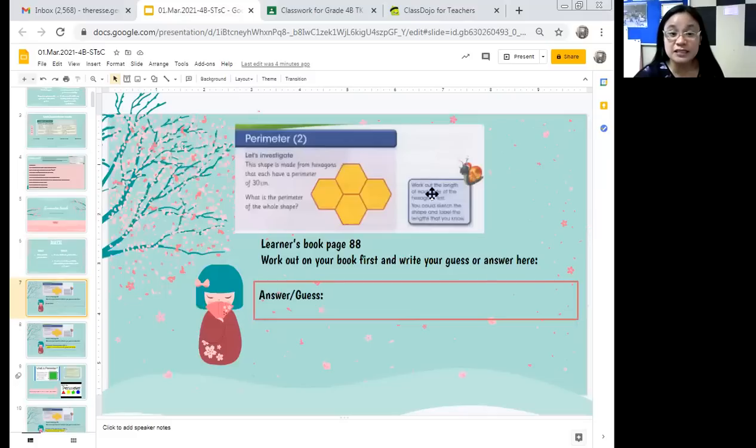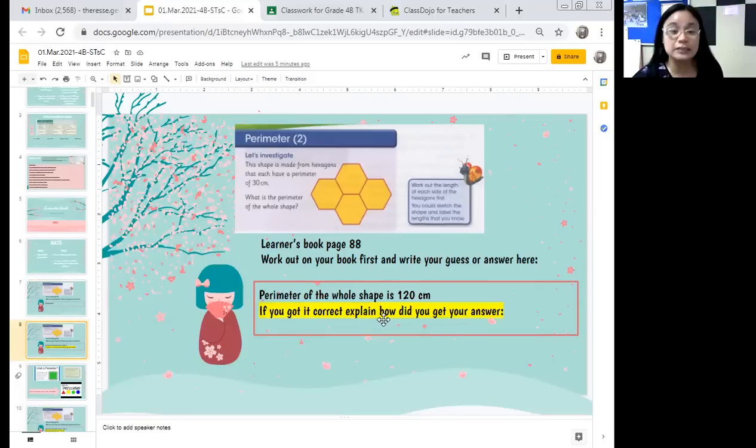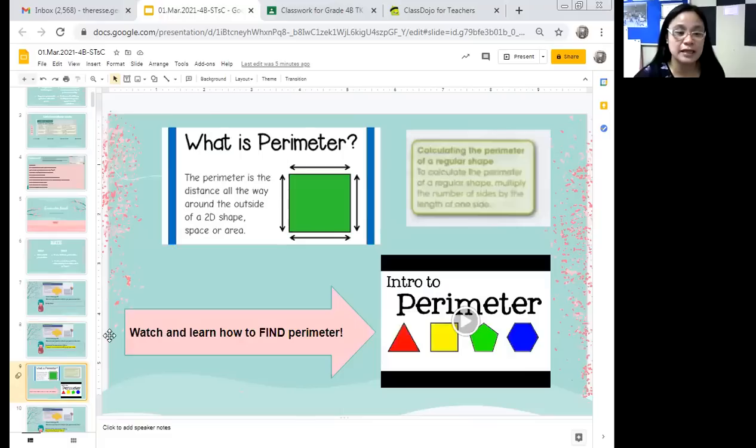After that slide, you will have a Let's Investigate. Again, at the bottom, it's asking you for your guess. If you really do not know how to calculate the perimeter of this challenge, it's okay. I really do need to know your initial learning about this topic. But if you know, please write down your answer in the box. If you got the answer correct, you need to explain to me how you got your answer. But if not, then you leave that slide empty.